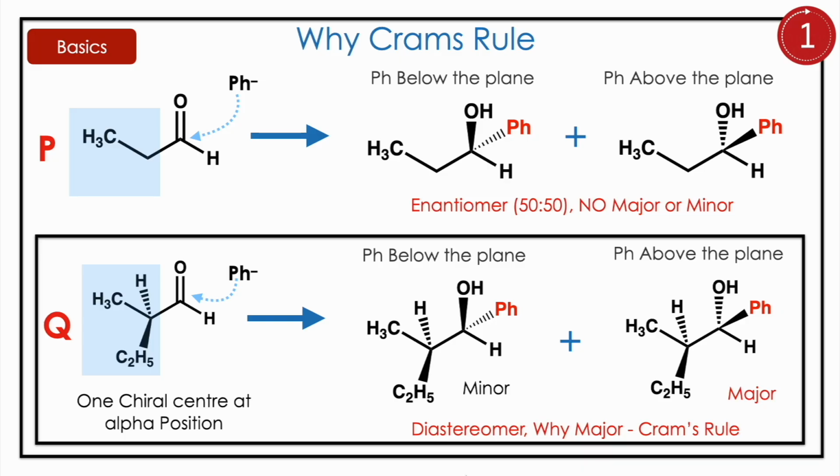But if you look at the other situation, that is Q situation, suppose you have one chiral center at the alpha position, the whole scenario will change. You won't get 50-50. Here you have major and minor products. This is created because of steric effect. The prediction comes from Cram's rule. It will help you to understand the final product. So Cram's rule predicts the diastereoselectivity during the nucleophilic addition to carbonyl.